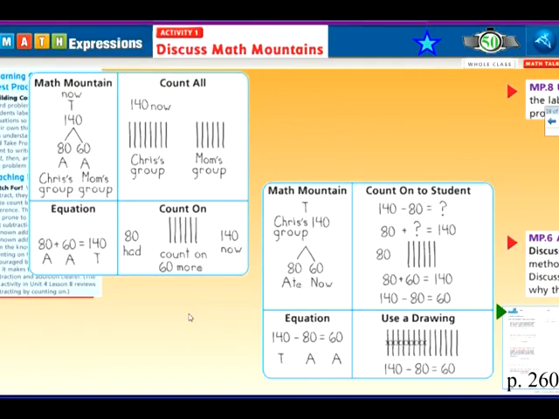You're going to find that there's several ways to figure out the answer. There's the math mountain, there's the counting using sticks, and there's the equation. 2 add-ins equals the total, or you can count on. And this is using subtraction, and notice with the drawings, we take 140 minus 80 equals 60.